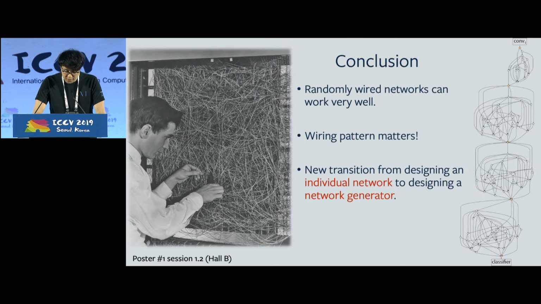Finally, some takeaway messages. First, surprisingly, randomly wired networks can work very well. Second, random graphs are not prior-free. We can encode many useful inductive biases in the random process, and wiring pattern matters. Finally, we suggest a transition from designing an individual network to designing a network generator, similar to the transition from designing features to designing network architectures.